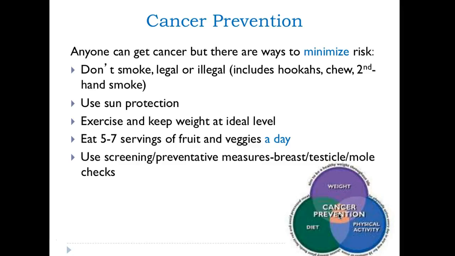Use screening preventative measures. For example, breast, testicular, and mole checks. So females will get a breast exam and also a mammogram at a certain age as a preventative measure for breast cancer. Gentlemen will get testicular checks, feeling if there's any abnormal lumps or bumps, and mole checks for skin. And actually, mole checks are important because at any age, you should be getting your moles checked and looking for any signs of irregularity in shape, discoloration, multicolored moles, all possible for types of cancer.